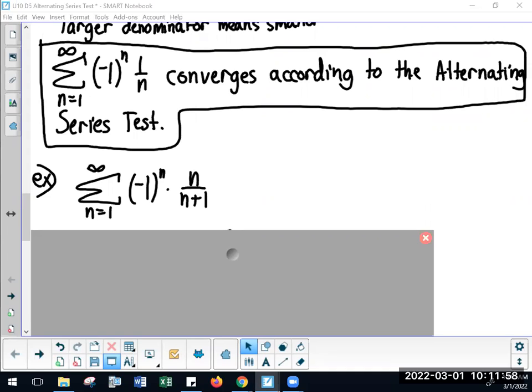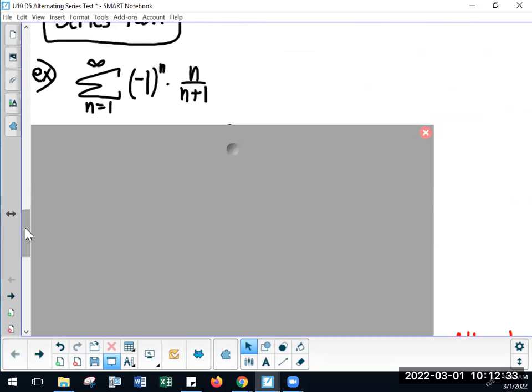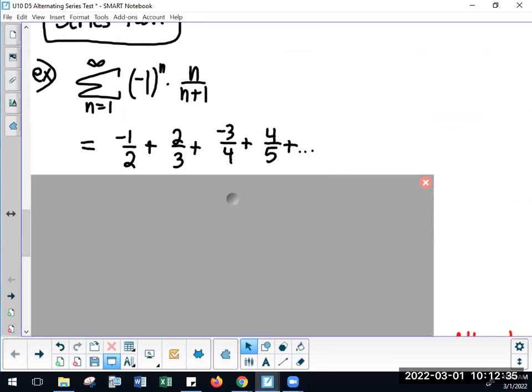And n over n plus 1, that's always positive, yes? When n equals 1, this is positive. When n equals 2, it's positive. So I have a negative times a positive, plus a positive times a positive, plus a negative times a positive, so it's going to be negative, positive, negative, positive. And it's also okay if you have positive, negative, positive, negative. It just has to alternate signs for every single term. If it stops doing that, or it's not that exact alternating pattern, then it's not an alternating series.